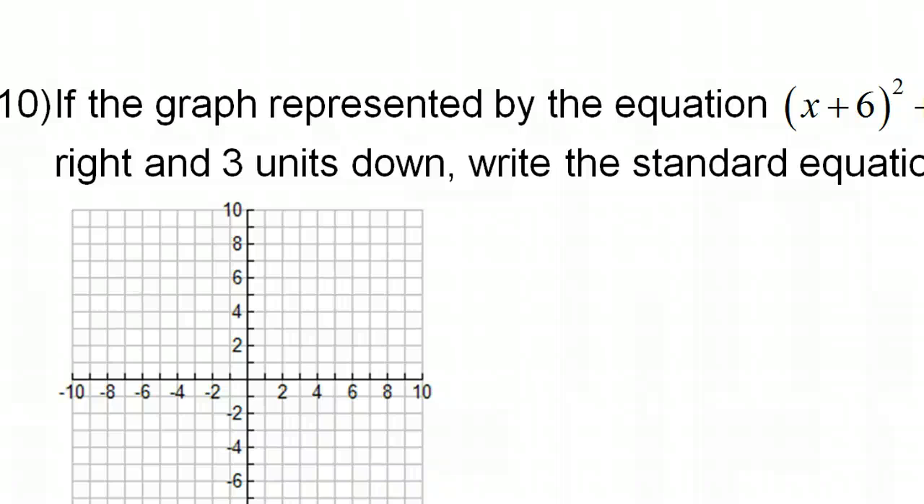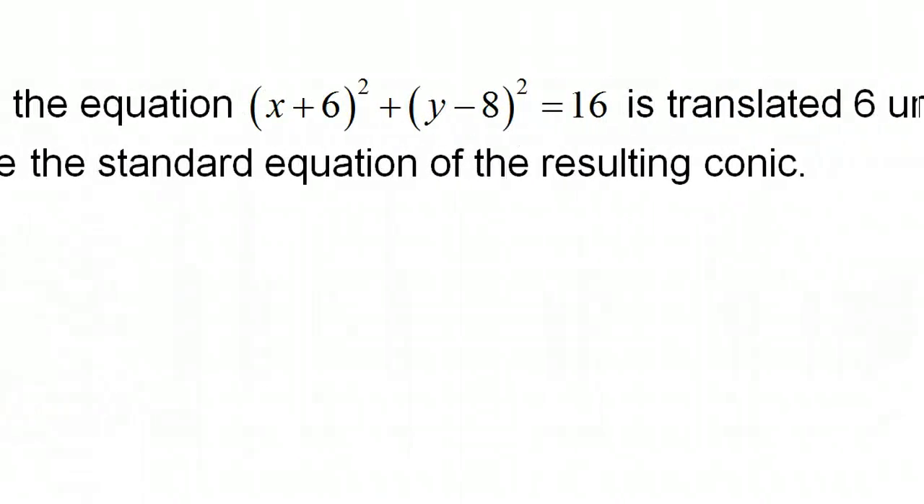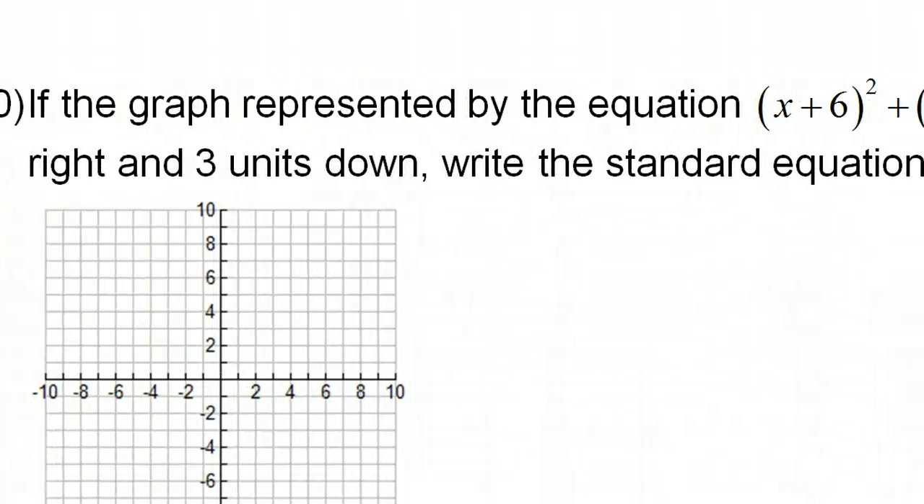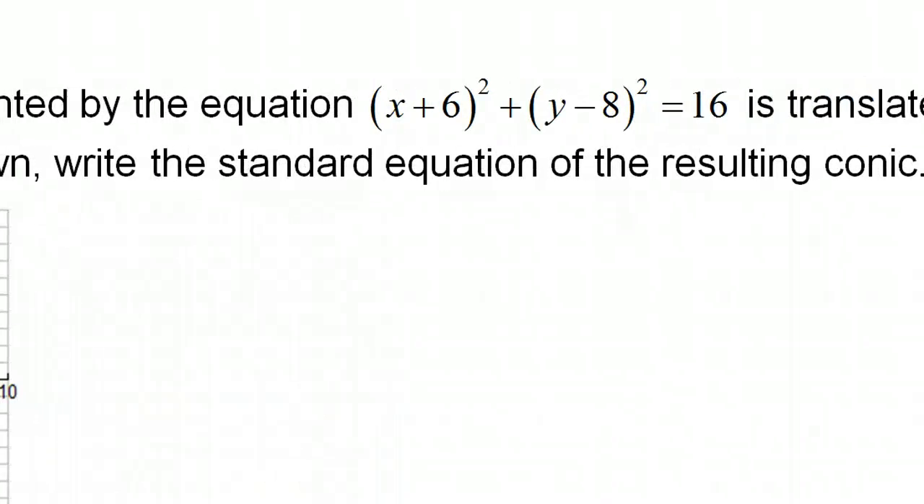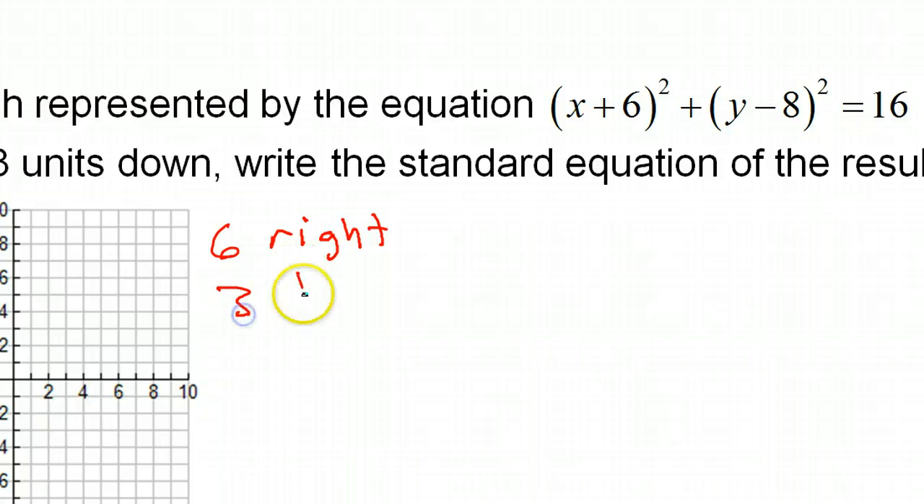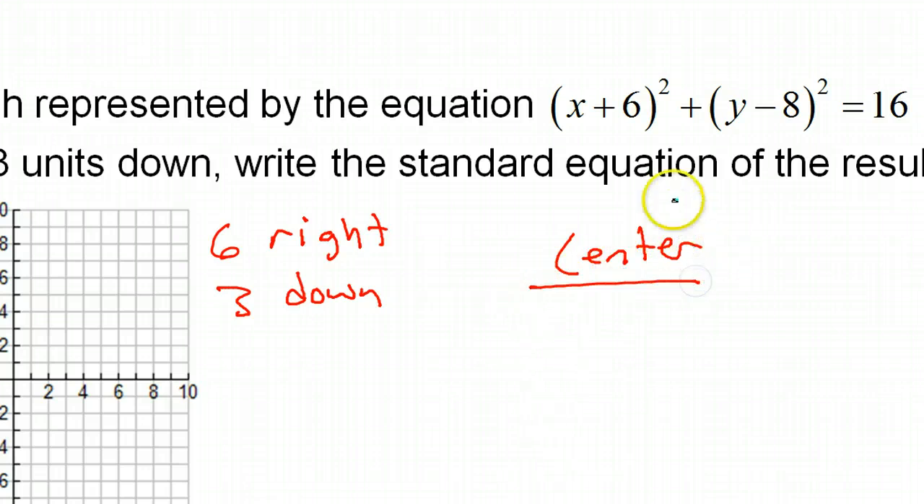Number 10. If the graph represented by this equation is translated 6 units to the right and 3 units down, okay, write the resulting conic. So we're doing 6 right and 3 down. Now, the center. The original center is the point -6, 8. Alright, it's the opposite of that and that.